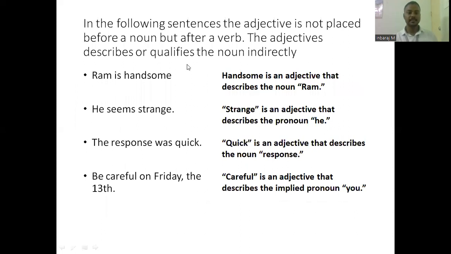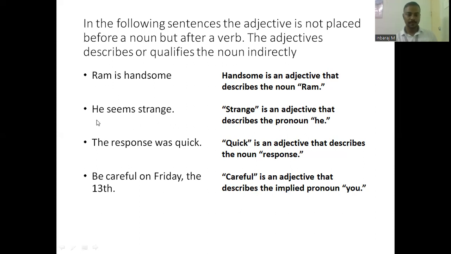So look at these sentences. In the following sentences, the adjective is not placed before a noun, but after a verb. So if an adjective is placed after a verb, that means that the adjective describes or qualifies the noun indirectly. Let us look at a few examples. Ram is handsome. So obviously here, handsome is an adjective and it describes the noun Ram. So here, Ram is the subject, is is the verb, and handsome is the adjective. And the adjective comes after the verb is.